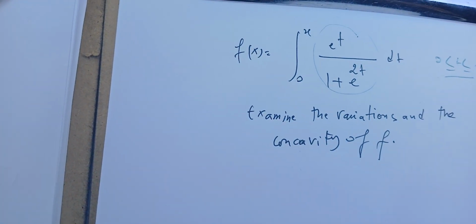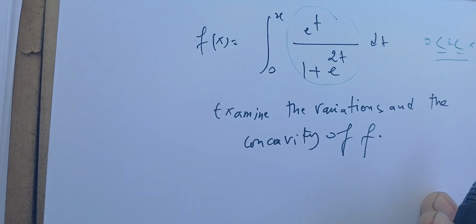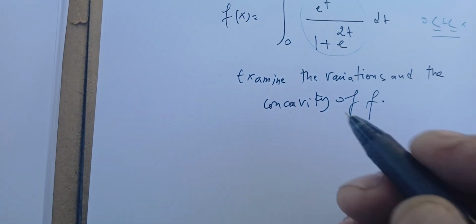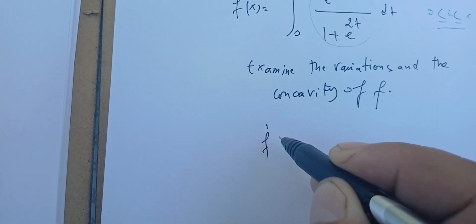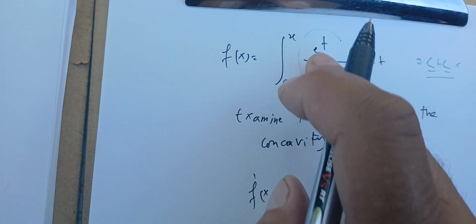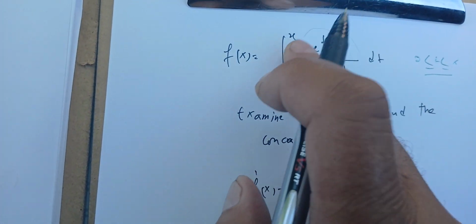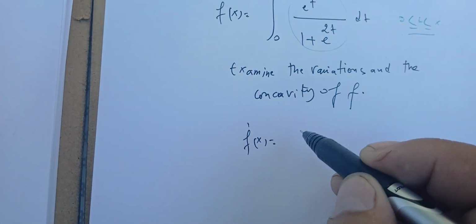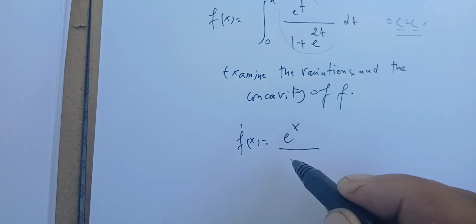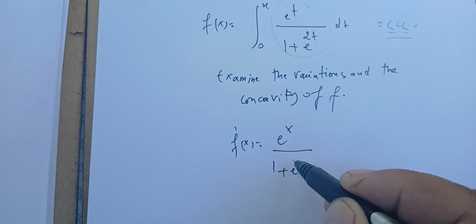Therefore, using the fundamental theorem of calculus, we can find the derivative. Clearly f prime of x is just our function, let's call it g, evaluated at x. This gives us that the derivative is just e to the power x over 1 plus e to 2x.